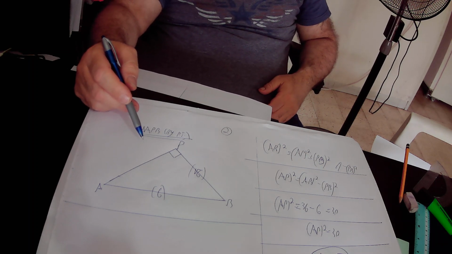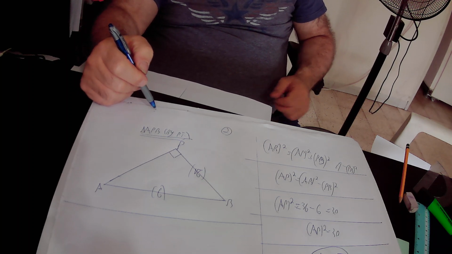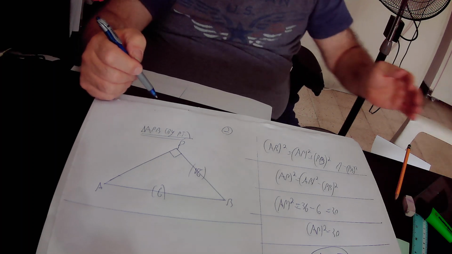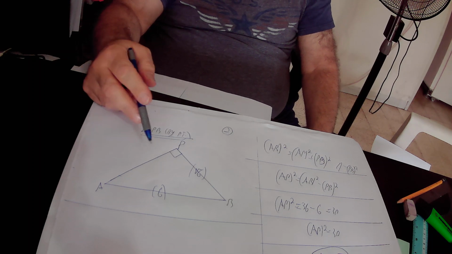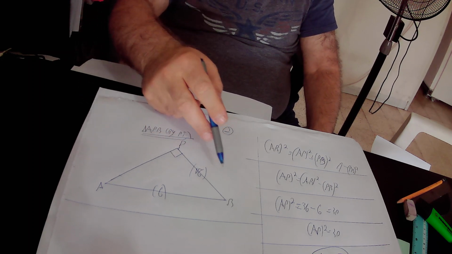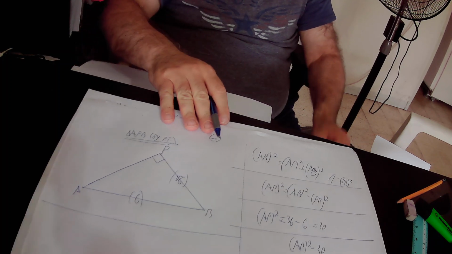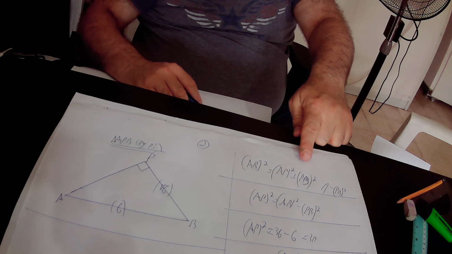Therefore, we can implement here the Pythagoras theorem. According to the Pythagoras theorem, in any right triangle, the square of the hypotenuse equals the sum of the squares of the perpendiculars. The hypotenuse in this right triangle APB is AB, therefore the square of the hypotenuse is AB square, and AB square must be equal to PA square plus PB square.